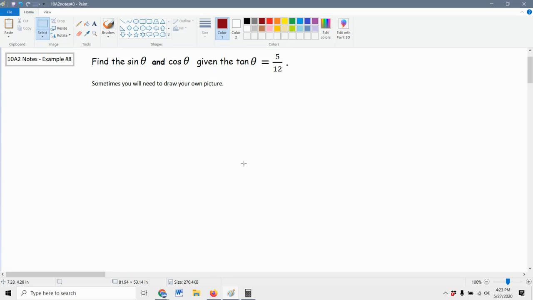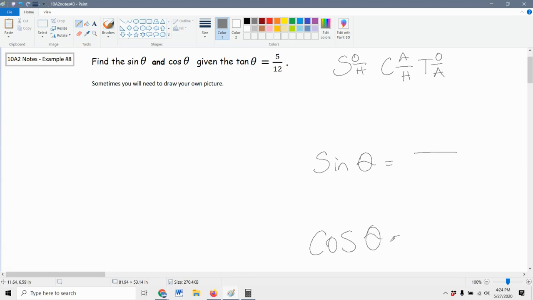No triangle. We always want to start these trig problems with our SOHCAHTOA, right? That's really the most helpful thing to do. SOHCAHTOA reminds us what each of those trig identities equals, okay? And then we're asked to find the sine of theta. So the sine of theta is going to be some ratio. And we're also asked cosine of theta, and it's going to be this ratio.